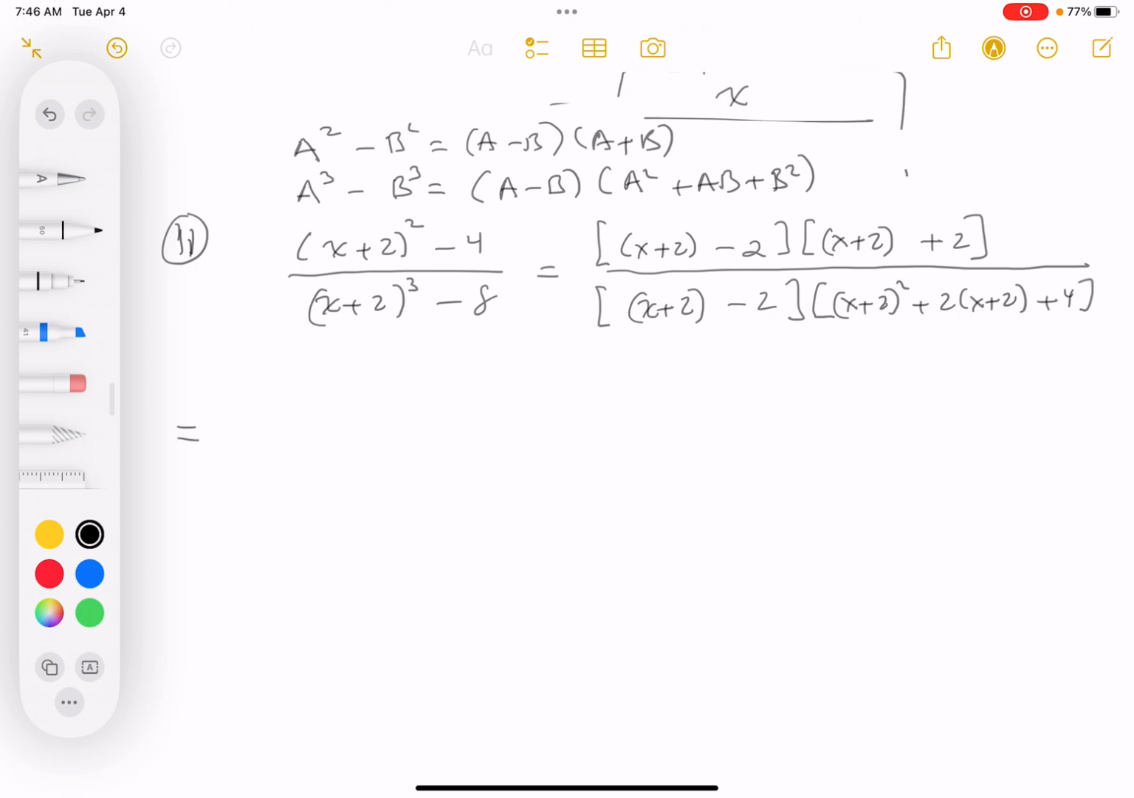Well, let's simplify. On top, what do you see? I see x plus 2 minus 2 is just x. And then I see x plus 4. Relatively simple there on top, right? Let's look at the bottom. What do you see? x plus 2 minus 2, which is going to be x.